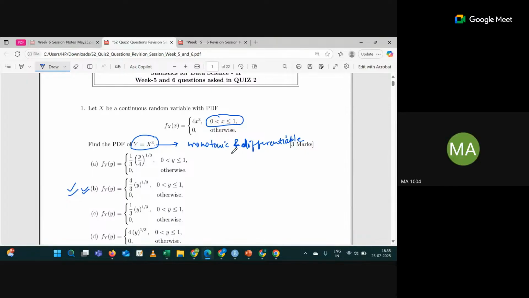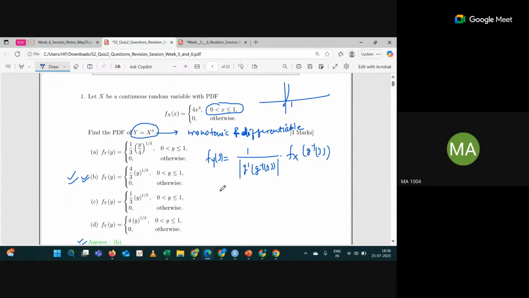So this is monotonic and differentiable for your given support of x. Usually the x cube graph is something like this, right? But for the support of x, 0 to 1, this is monotonic. Now that it is monotonic, I can apply the theorem. So fY of y will be 1 upon the absolute value of g dash of g inverse y, into fX of g inverse y. Would you agree with me?